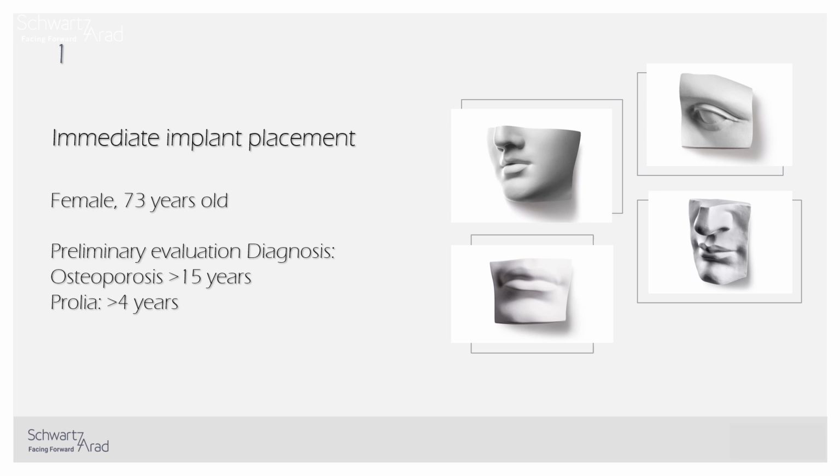And now I would like to present 4 short cases just to show you how I treat patients who are treated with Prolia, and yet I treat them as regular patients, almost. So let's take the first case, immediate implant placement and immediate rehabilitation, temporarization. It was a female patient, 73 years old. The preliminary diagnosis was osteoporosis for 15 years, yet she was treated with Prolia the last 4 years.